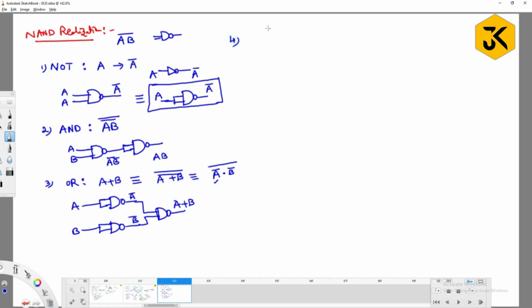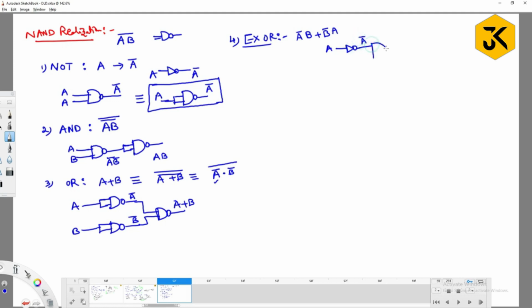Let us take one more, XOR gate, right? XOR gate means what? It's like A bar B plus B bar A, right? So here, for example, if I try to construct the simple thing, let me take A as input, I am going to get A bar as output, right?